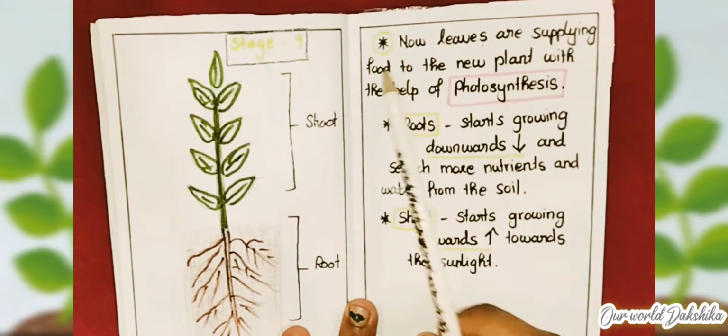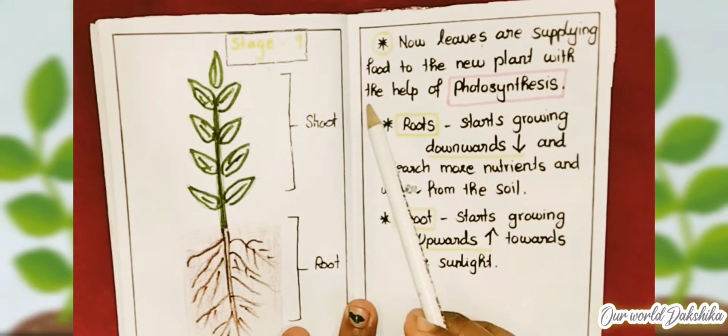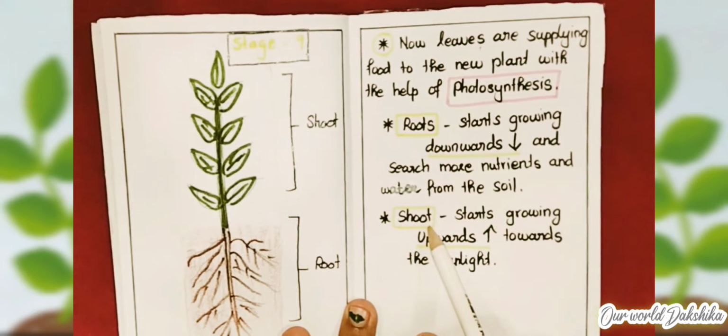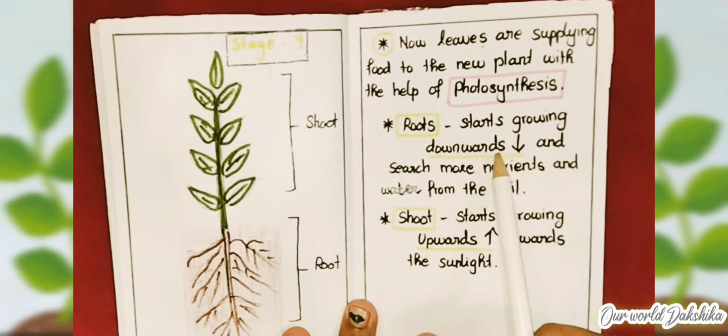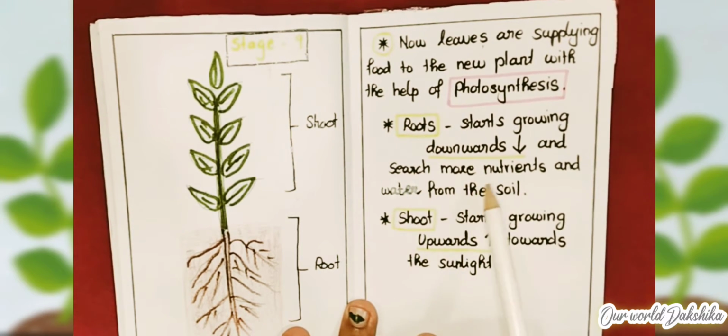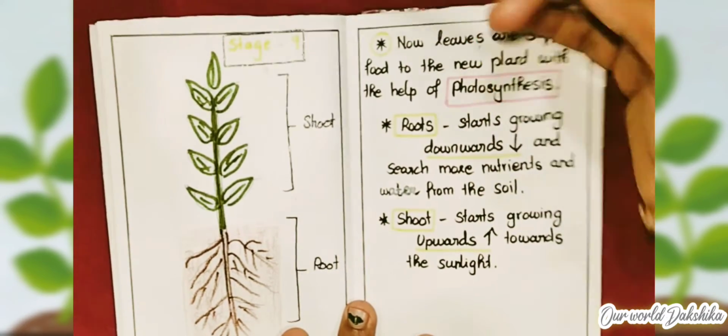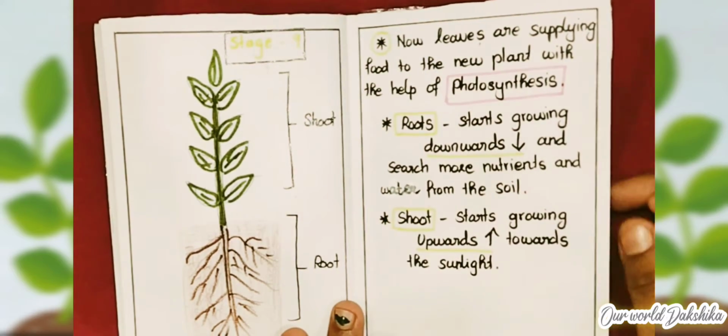Now the leaves are supplying food to the new plant with the help of photosynthesis. Now we see the root and shoot parts. The roots start growing downwards and search for more nutrients and water from the soil. The shoot part starts growing upward towards the sunlight. This is stage 9.